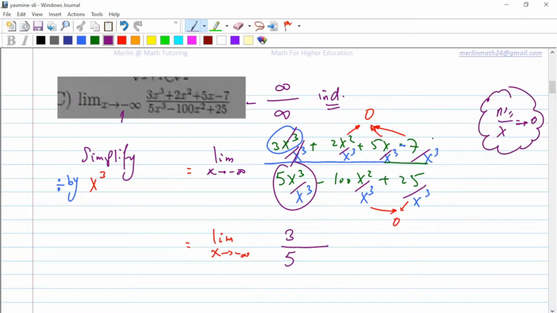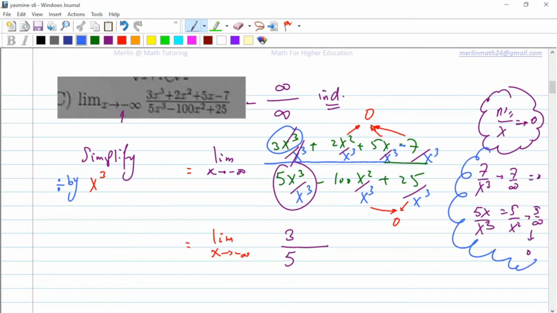So for example, right here, 7 over x cubed, no need to explain this, but for your own sake, means 7 over infinity, which is 0. Plus or minus, it's 0. Like 5x over x cubed. When you simplify x's, you get 5 over x squared. So this is again 5 over infinity, again 0. That makes sense? So those, no need to explain, it's well known. Your final answer would be simply 3 over 5. Good?